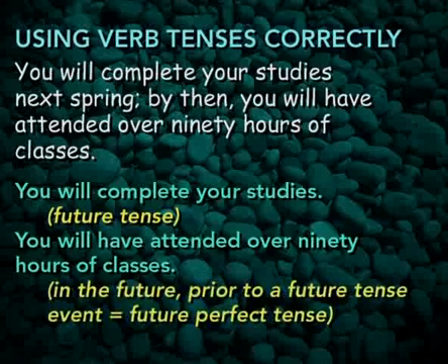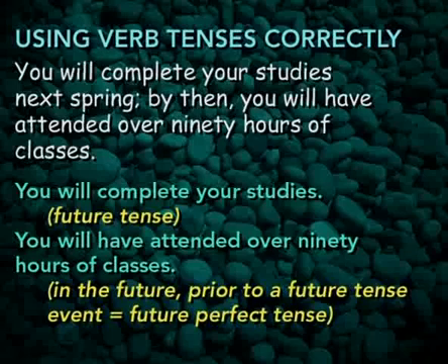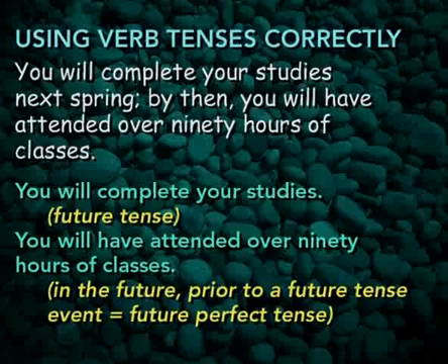So that's an event happening in the future prior to a future tense event. Therefore, it should be set up in the future perfect tense, and that's correctly done in this sentence. You will have attended over 90 hours of class. Will have attended is the future perfect tense, and that tells us that that event is going to happen prior to the completion of the studies.